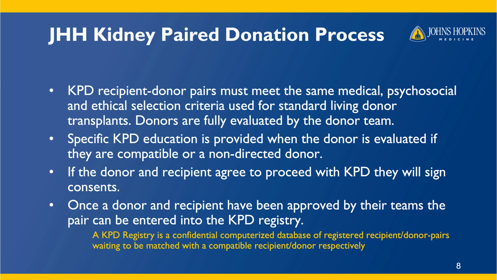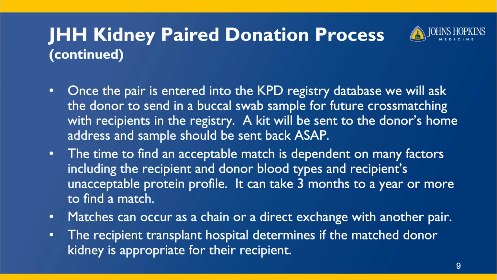A KPD registry is a confidential computerized database of registered recipient donor pairs waiting to be matched in the KPD. Once the pair is entered into the KPD registry database, we will ask the donor to send in a buccal swab sample for future cross-matching with recipients in the registry. A kit will be sent to the donor's home address, and the sample should be sent back to the registry ASAP. The time to find an acceptable match is dependent on many factors, including the recipient and donor blood types and recipient's unacceptable protein profile or donor-specific antibody. It can take 3 months to a year or more to find a match.